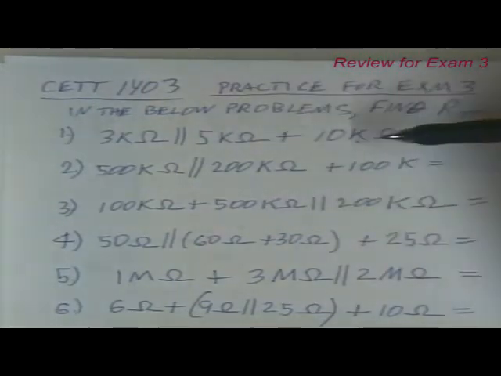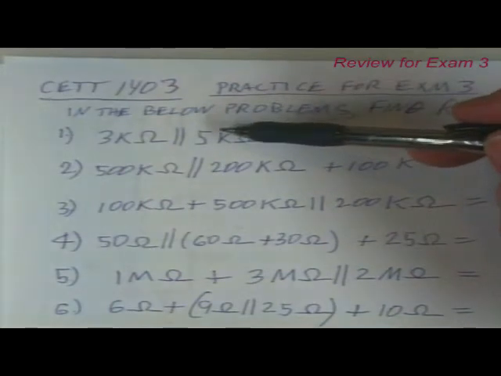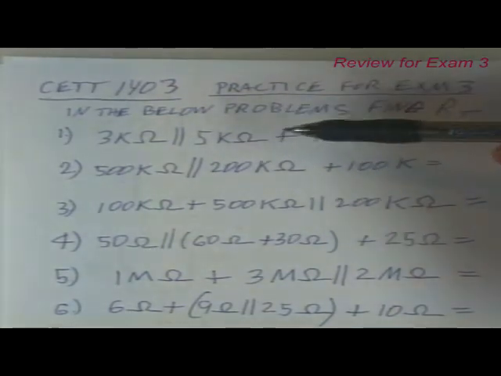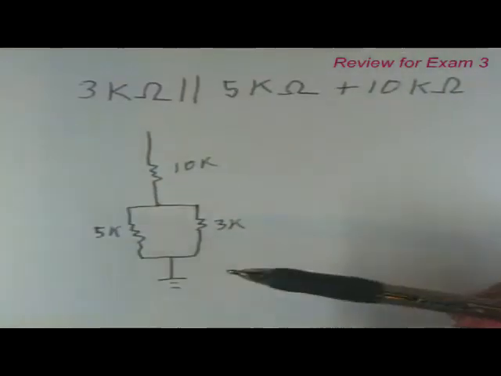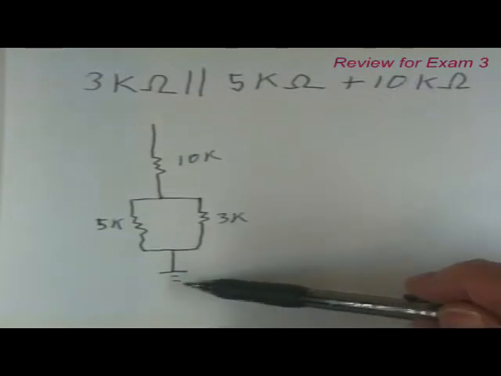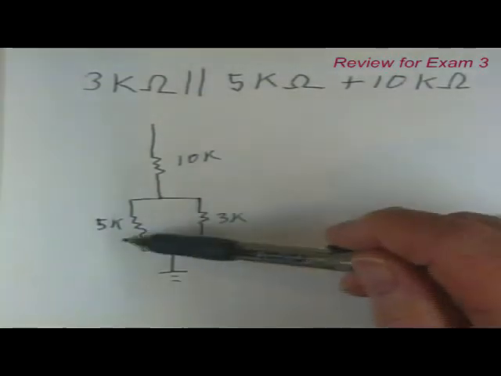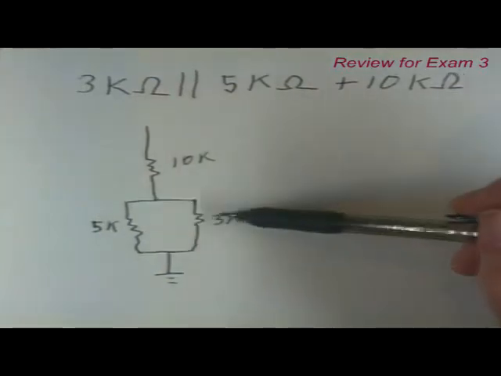But notice also that we have a 10K ohm resistor in series, now notice in series with the 3K and the 5K, which are in parallel. And the circuit will look like this. What we have, this circuit is drawn, this is ground, and this is the parallel circuit. It's a 5K ohm resistor and a 3K ohm resistor.